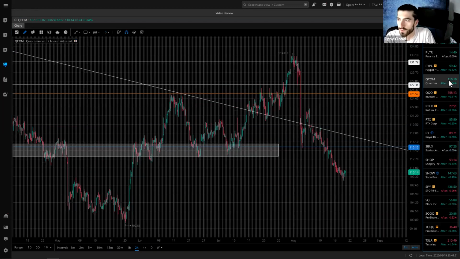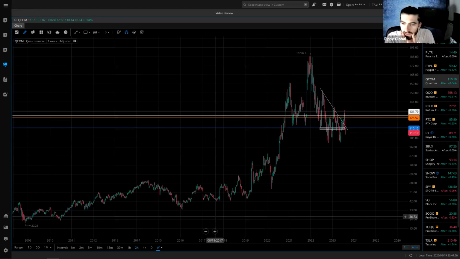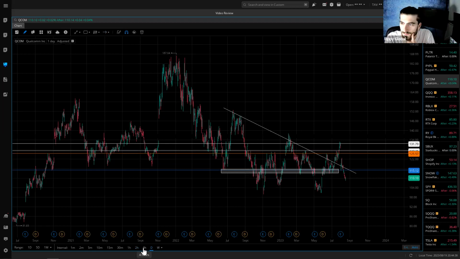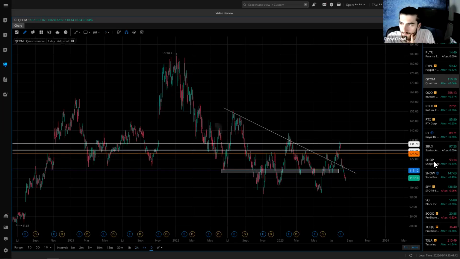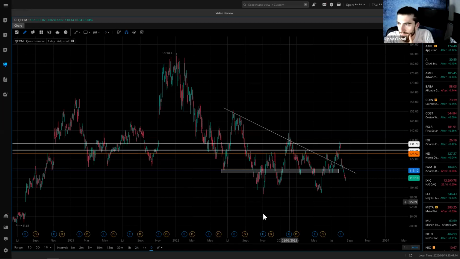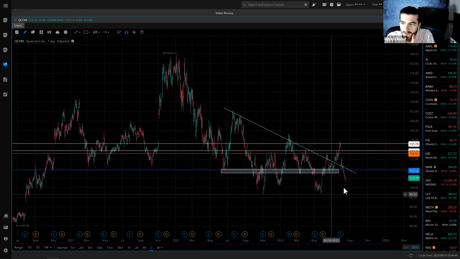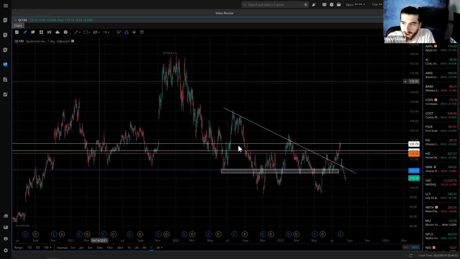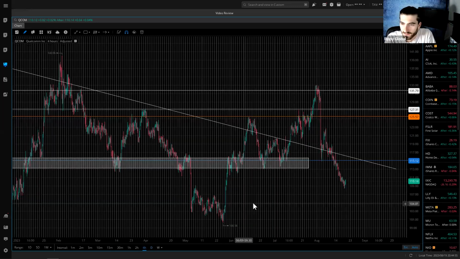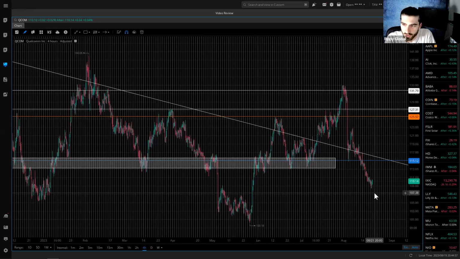So going over to QCOM, I'm going to go to the daily real quick. We talked about this last week and we fell underneath. So just like with the China index, FXI, we're kind of in no man's land. When I say no man's land, I'm not saying this is a horrible setup, just forget about it. All I'm saying is it's pick and choose. It's a 50-50 shot. Calls or puts.